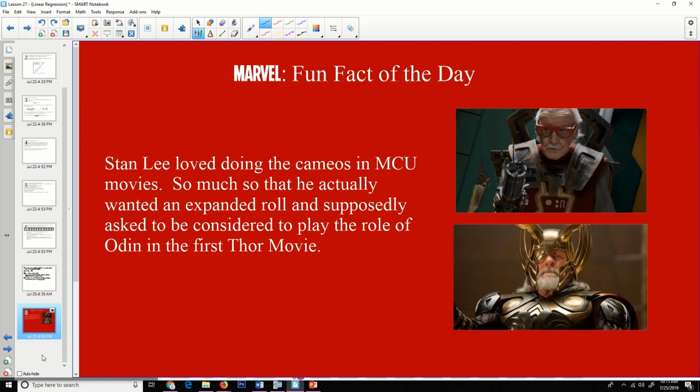So the final fun fact of the day: Stan Lee loved doing the cameos in the MCU movies so much that he actually wanted to expand the role and supposedly asked to be considered to play the role of Odin in the first Thor movie, and that role eventually went to Sir Anthony Hopkins. But we would have been much better off seeing Stan Lee more often.